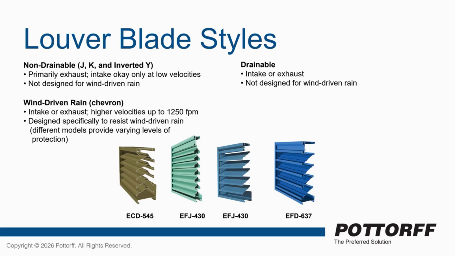And what I mean by that is, your HVAC system is pulling in air versus blowing it out. Wind-driven rain louvers typically use the chevron. So instead of calling it a chevron louver, we'll call it wind-driven rain based on what its purpose is. You can use it for intake or exhaust, but really what it is specifically designed for is to resist what we call wind-driven rain, and we'll discuss more on that soon.